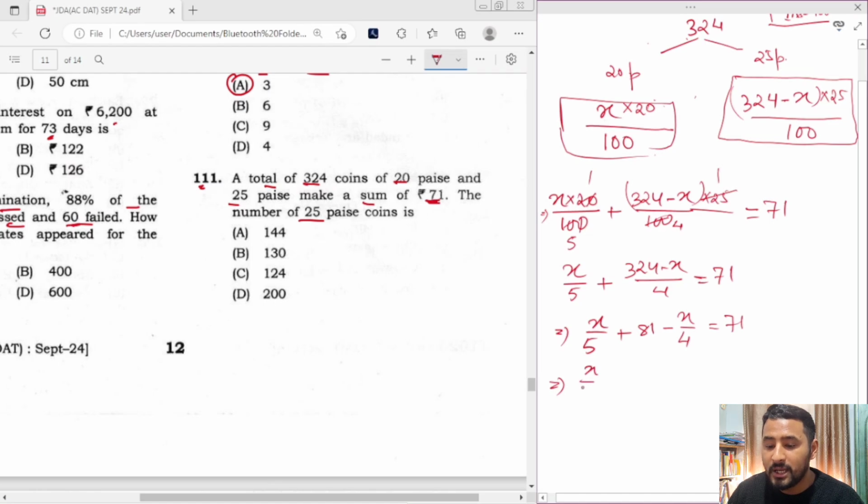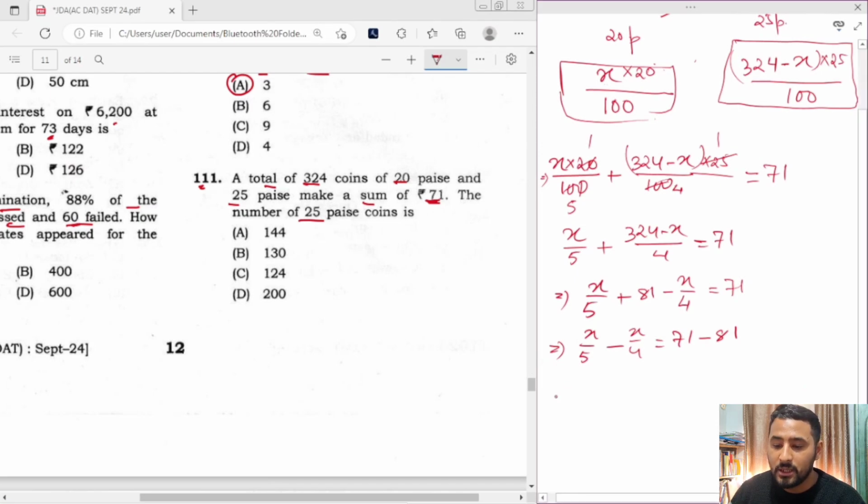Now you have x by 5 minus x by 4 equal to 71. Bring this plus 81 to the other side, it will be minus 81. Now take the LCM. 5 into 4 will be 20. Then this will be 4x minus 5x equal to, basic maths, 71 minus 81 will be minus 10. So this will be minus 10.